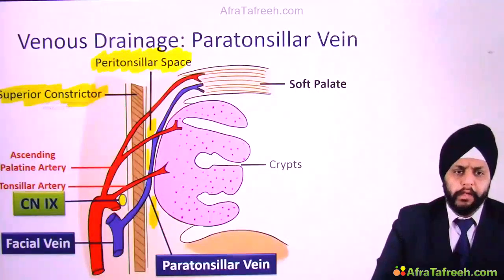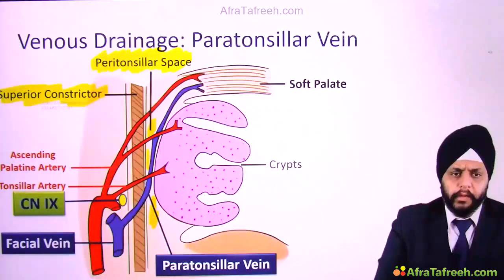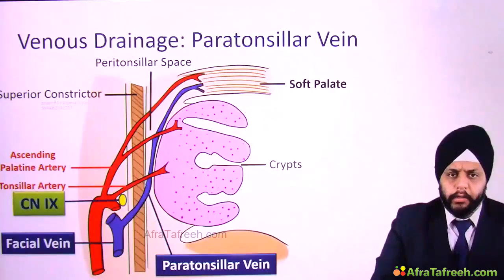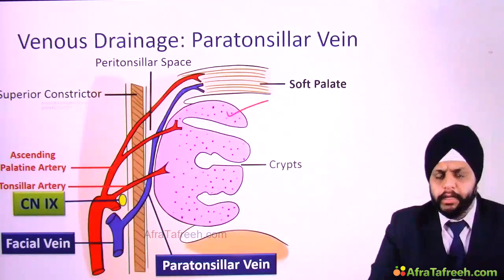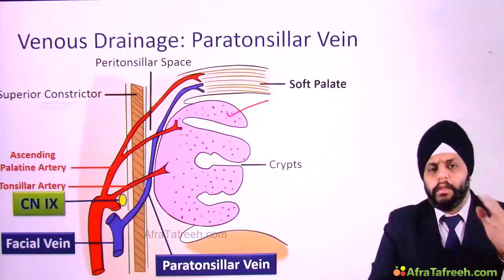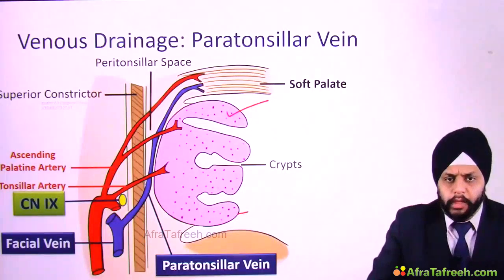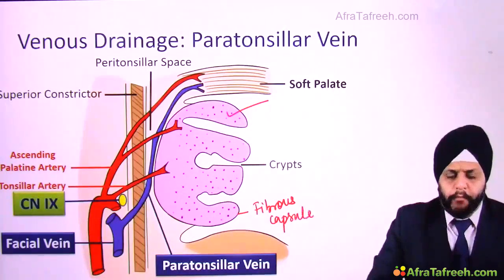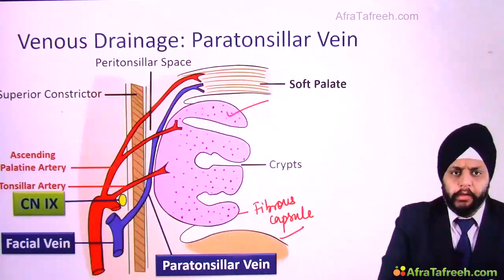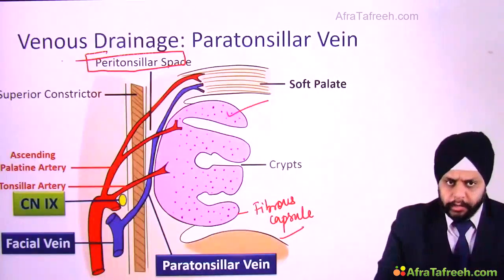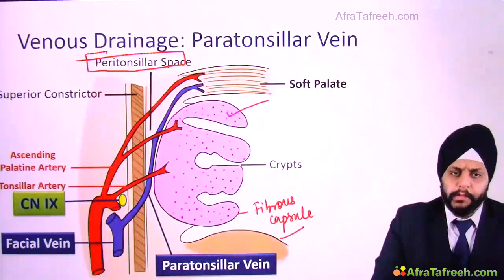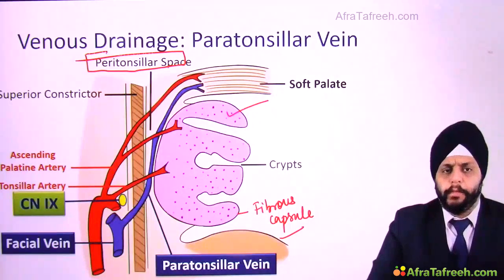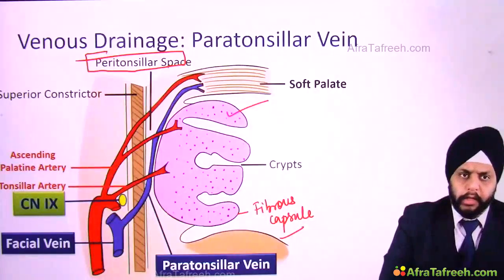Another important thing you have to note before I go ahead, and it is very, very important. What you can see over here in this diagram is the palatine tonsils. Around the palatine tonsils, we have a fibrous capsule. After the fibrous capsule, as I explained, there is the peritonsillar space. After the peritonsillar space, you can see the superior constrictor muscle.